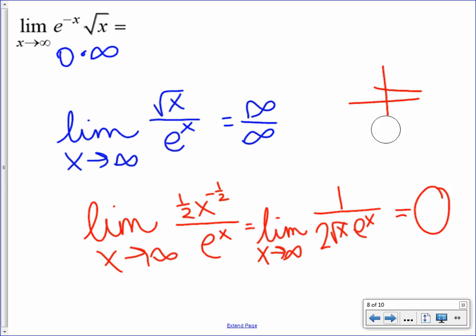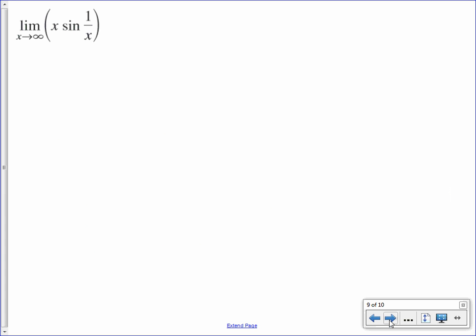So if you don't know, that's what I was thinking too. We looked at it on the test. Oh, this one's 0. This is the last problem.